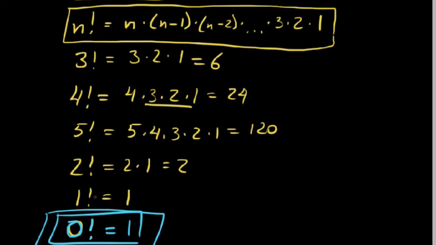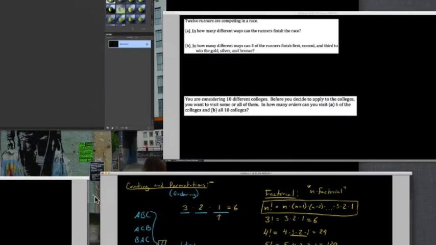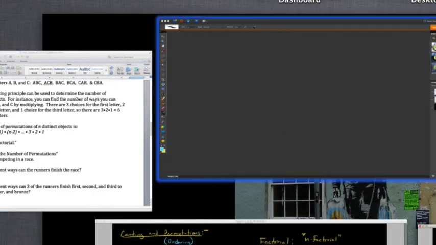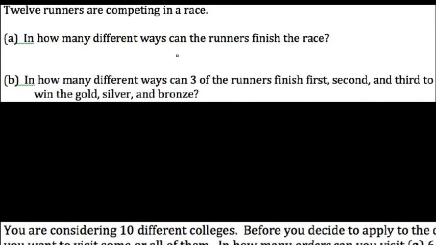So this being said, we're going to go ahead and put this idea of factorial and permutation to work. Let's start by taking a look at a couple of examples here. We say, all right, 12 runners are competing in a race. Okay, so we have our 12 runners here. First of all, how many ways can the runners finish the race?